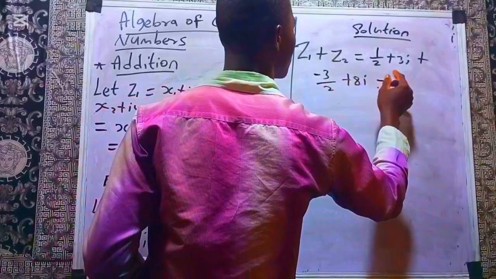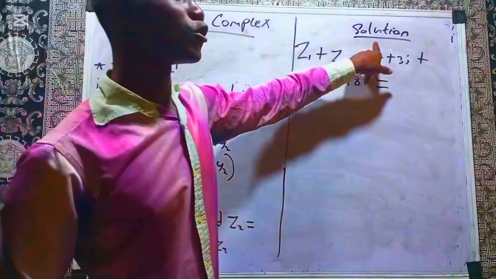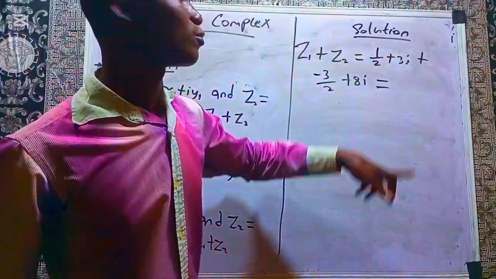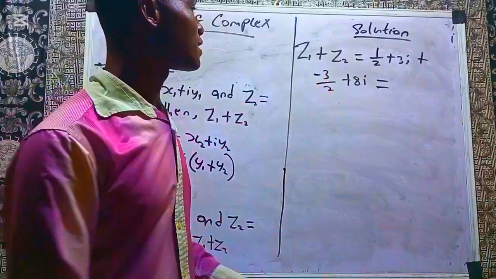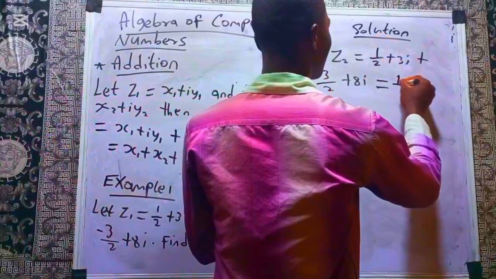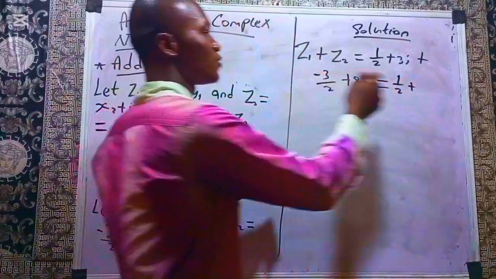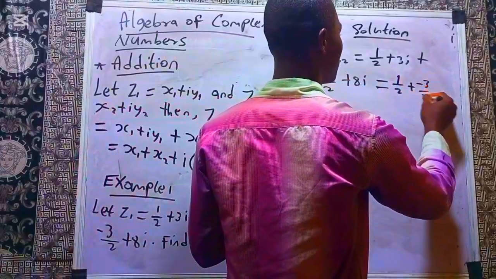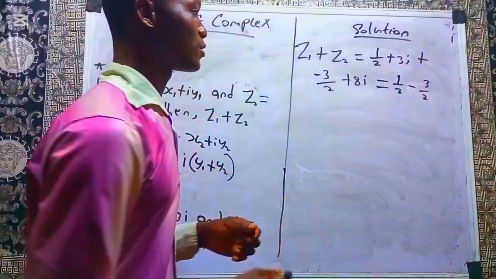Then this will be equal to what? You add the real part. Does 1 over 2 go with i? No. 1 over 2 is the real part. Does minus 3 over 2 go with i? No. That's the real part. So the real part of this one is 1 over 2. Then plus, the real part of this one is minus 3 over 2. But plus minus is what? Minus. So I can have this minus 3 over 2.